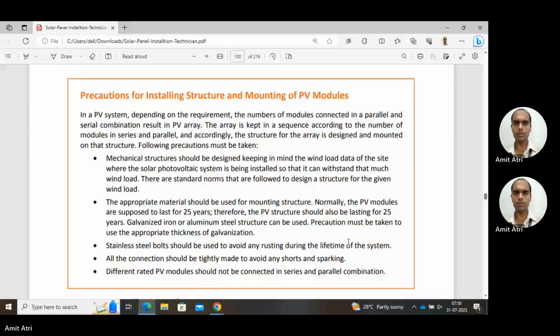Yes, for the connections, there should be no loose wiring. Also, the metallic objects should be properly insulated. Charge should not leak, and there should be no short circuit. Proper earthing should also be there in our solar system.